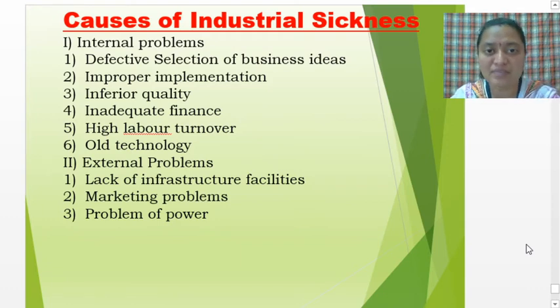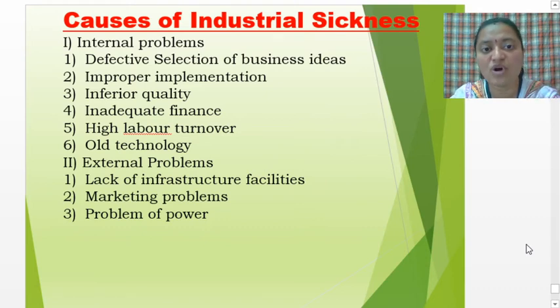The next one is marketing problems. Now what are the marketing problems? In order to do proper marketing, there should be proper advertisement and sales promotional activities. For that also, more funds or finance may be required. There are various marketing problems faced, and because of that also the industry will come into loss.